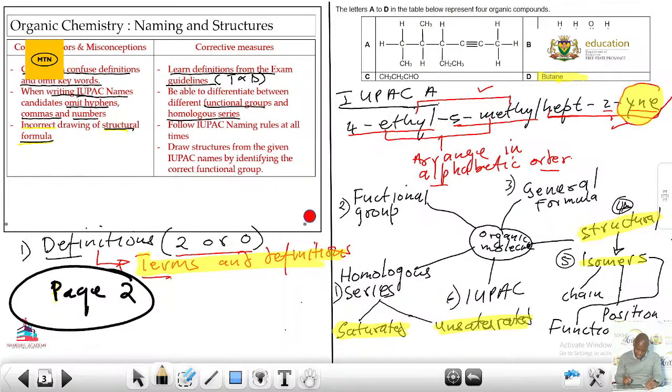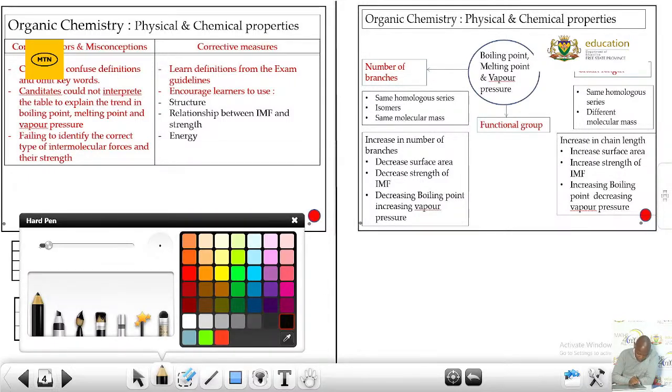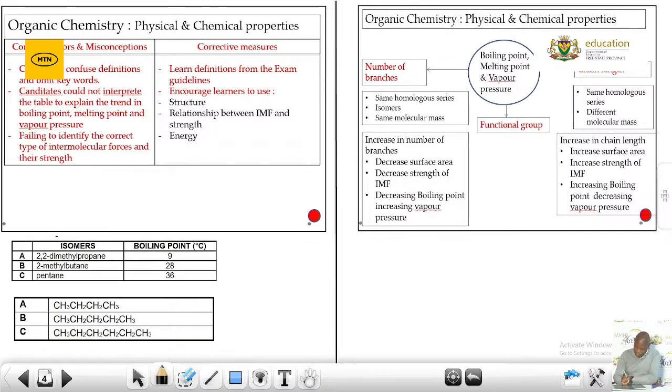So with that being said, it brings us now to the end of naming and structures. So let's quickly go to physical and chemical properties. So, a critical mistake that we usually make, or the common mistake, remember, definitions are very, very important.